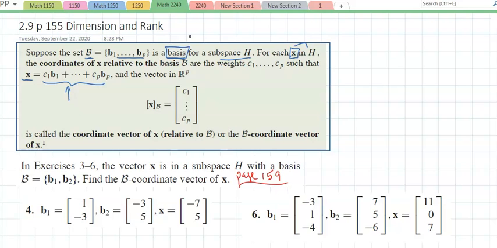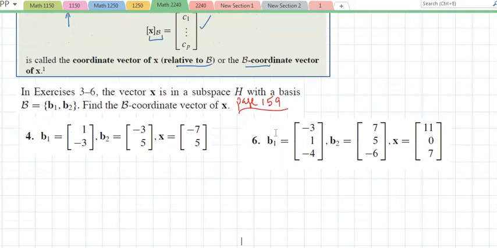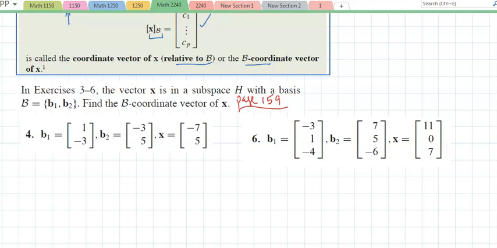So basically, if B1 through B sub P is a basis for the subspace H, any vector in H must be a multiple of those with the following weights. They call this vector, x sub B, the coordinate vector of x relative to B, or the B-coordinate vector of x. It has a lot of meaning in linear algebra, but if we were doing applications I would have emphasized it a lot. Since we're not, there's no point stressing it without you practicing.